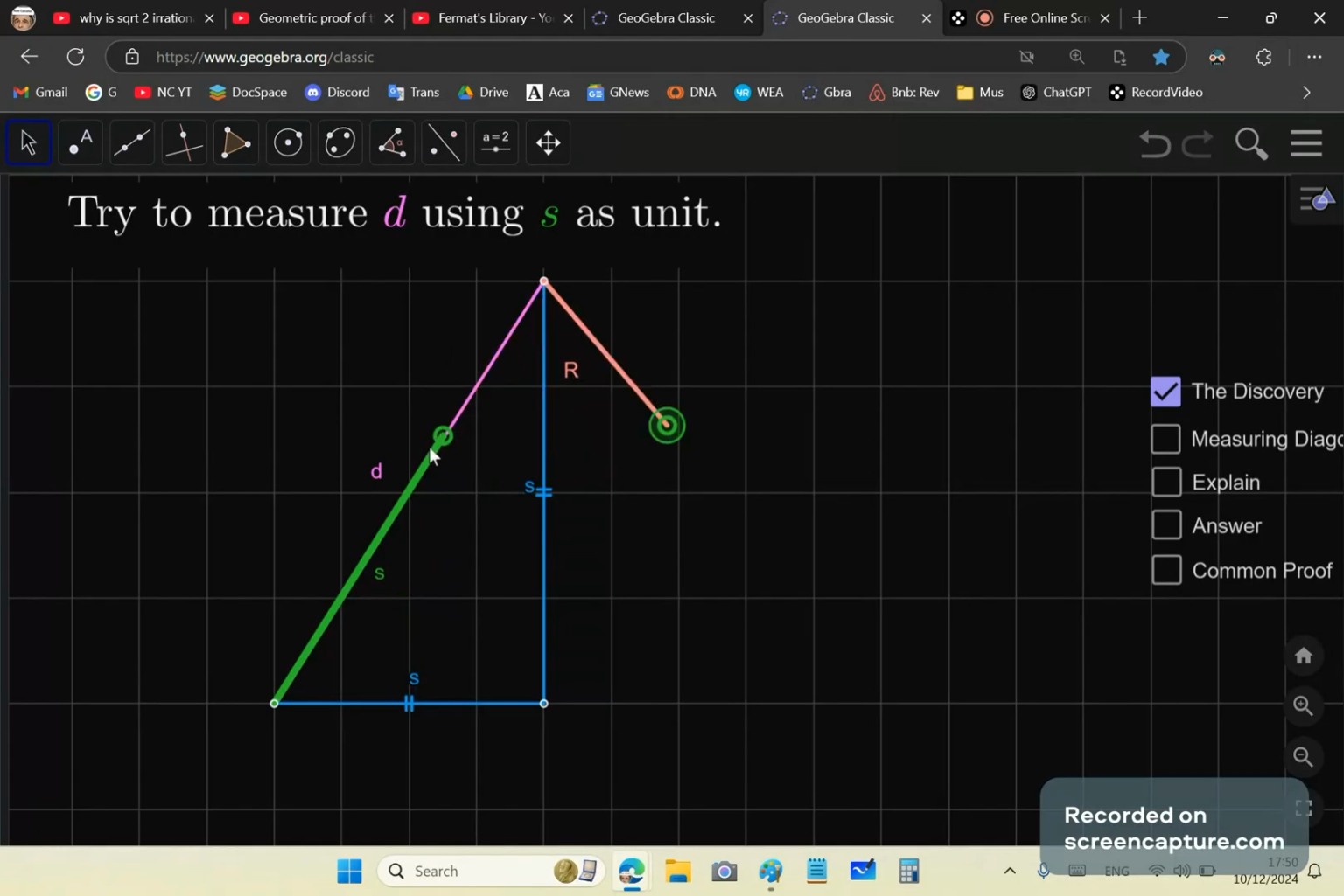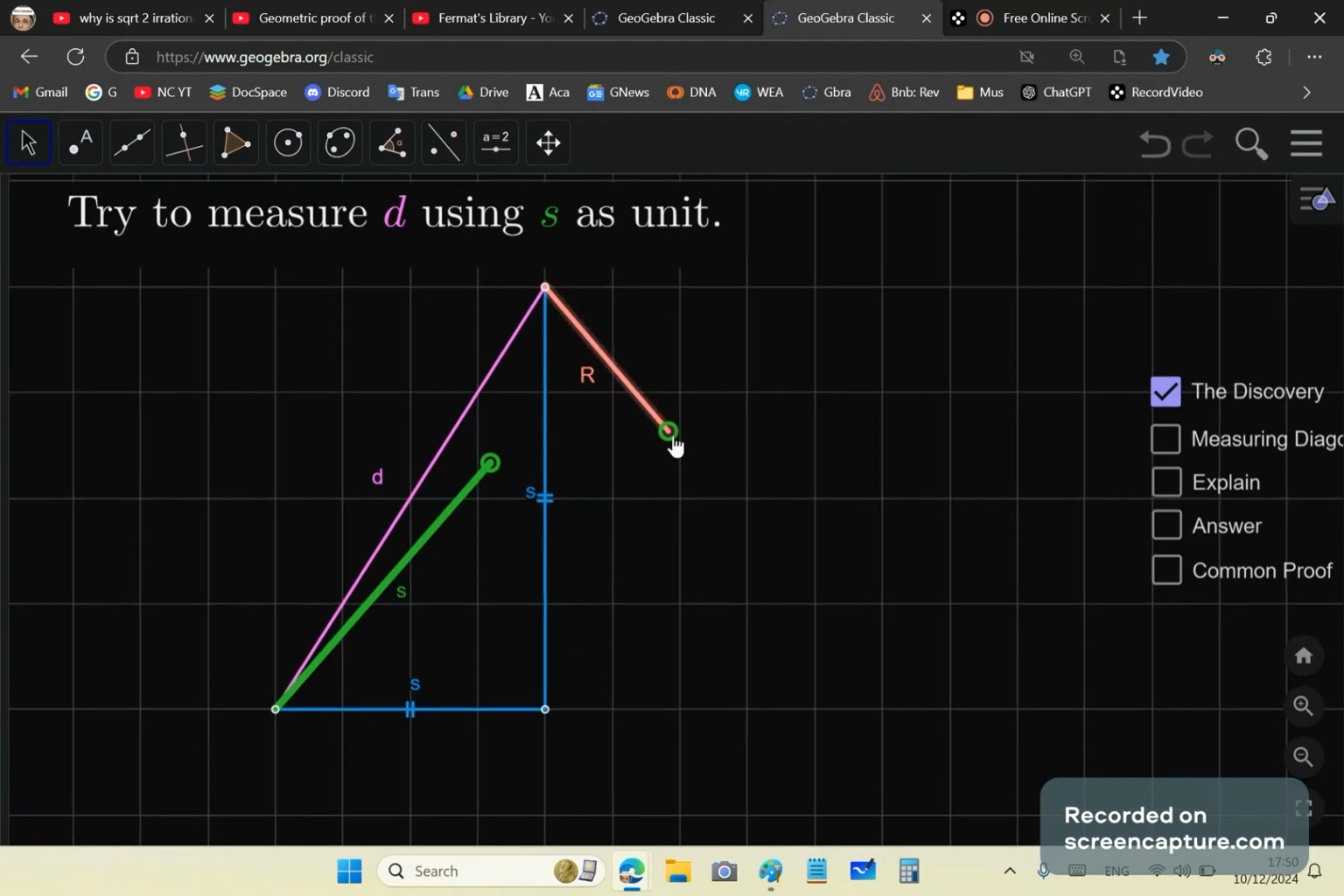So in geometry, I'm able to measure it completely. And that's what it means to measure D in geometry. In other words, it's taking a physical unit, which in this case is the side, to measure the diagonal and parts of the side, which is this segment here that I've just highlighted, because R is part of the side. Okay, so let's continue.